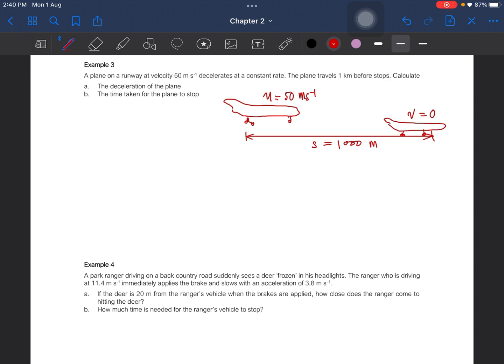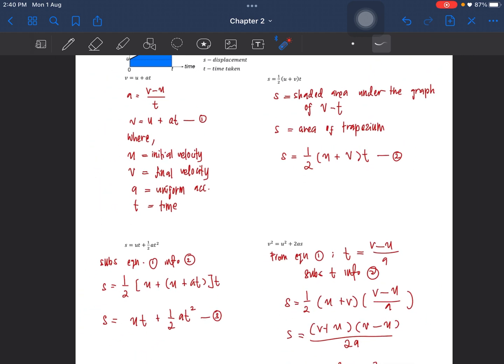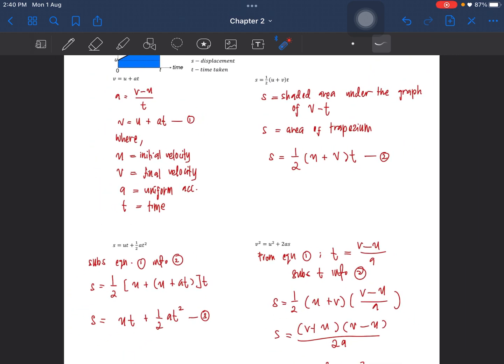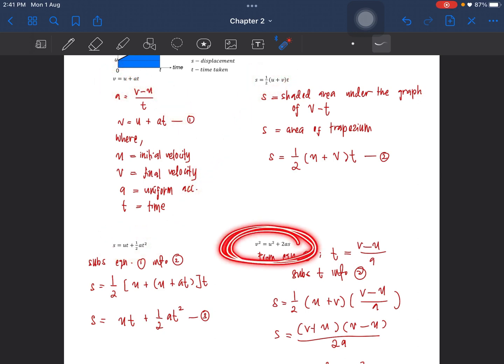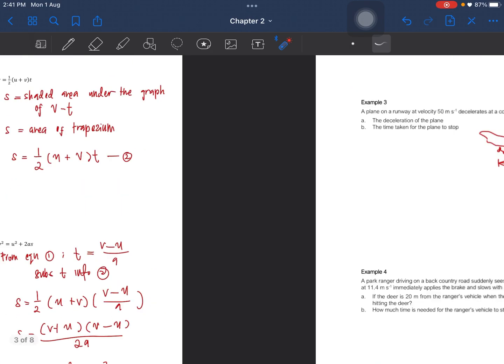So what do we have? We have the value of s, and we have the values of u and v. What formula can we use? The formula that we can use is the fourth equation, because we do not have the time, so we can't really use the other three. The only equation that we can use is the fourth equation, because we have v, u, and s, and we are looking for the acceleration.